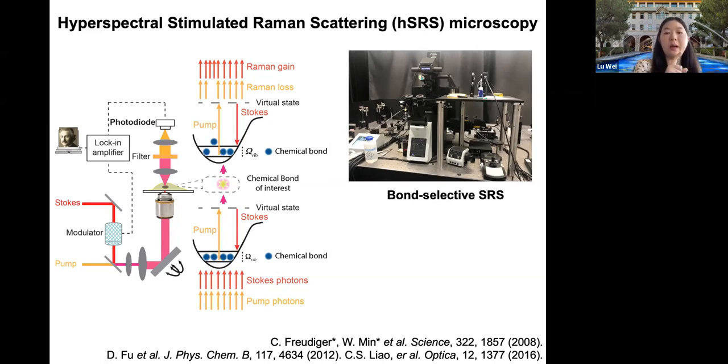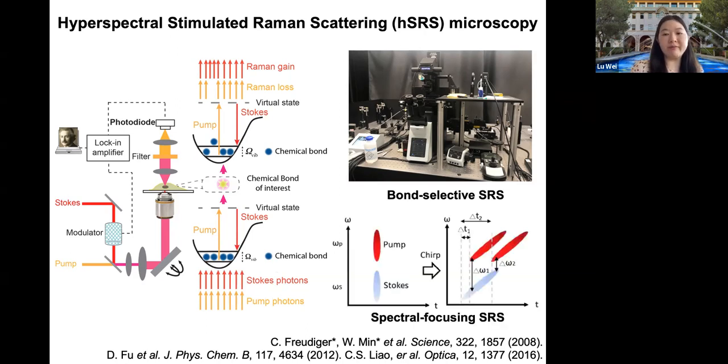So if you want to map out the spectral information, then we can do it by fast tuning the wavelengths across different wavenumbers so that we can generate a hyperspectral image with the spectral information.